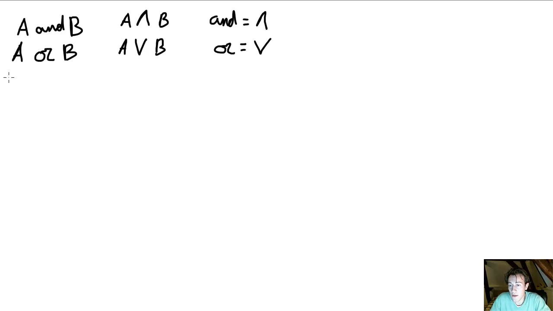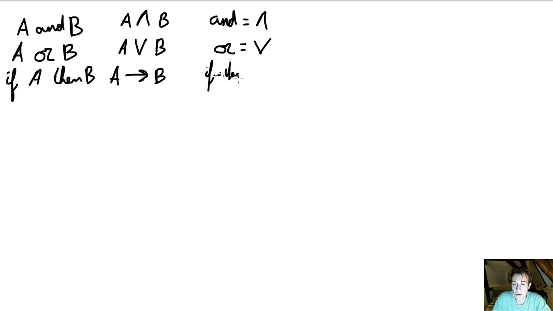Then we come to if A, then B. We replace this with an arrow. So A, arrow, B. So this arrow, you can just read it as if A, then B. The arrow they also call implication. So we have if dot dot dot, then dot dot dot equals the arrow.